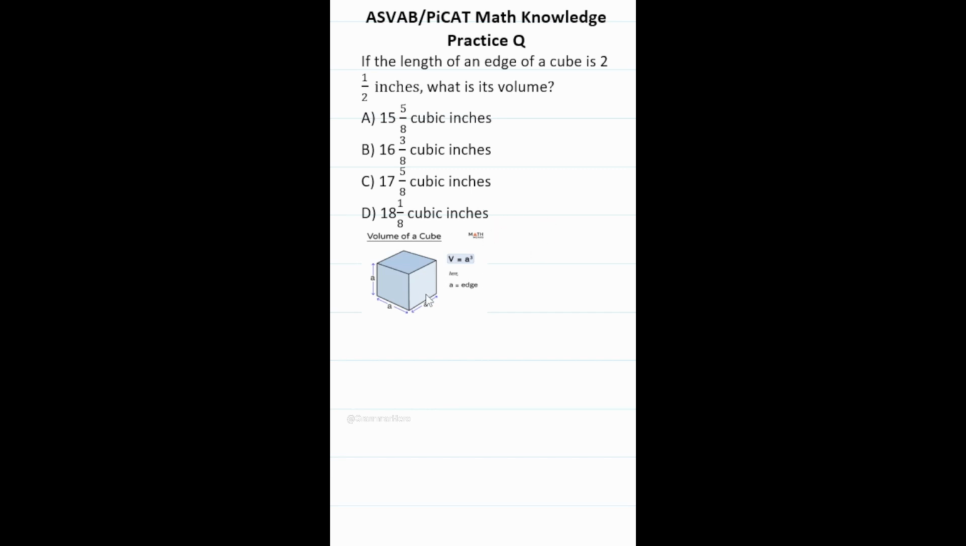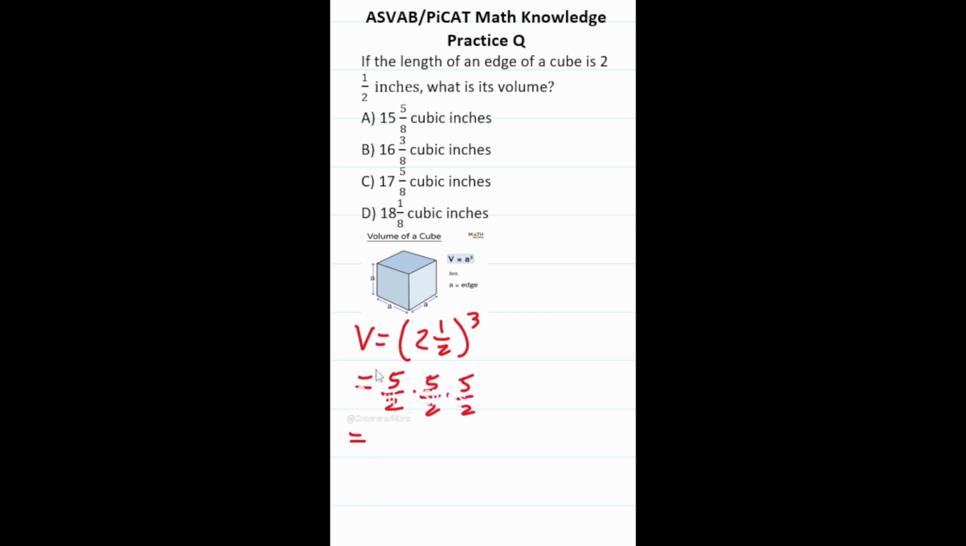So to find its volume, we're going to take our edge length and we're going to cube it. You do have to know this formula for the test. Of course, we're going to convert this to an improper fraction so we can continue. 2 times 2 is 4 plus 1 is 5. So this is 5 over 2. Cube means you multiply by itself 3 times like so.